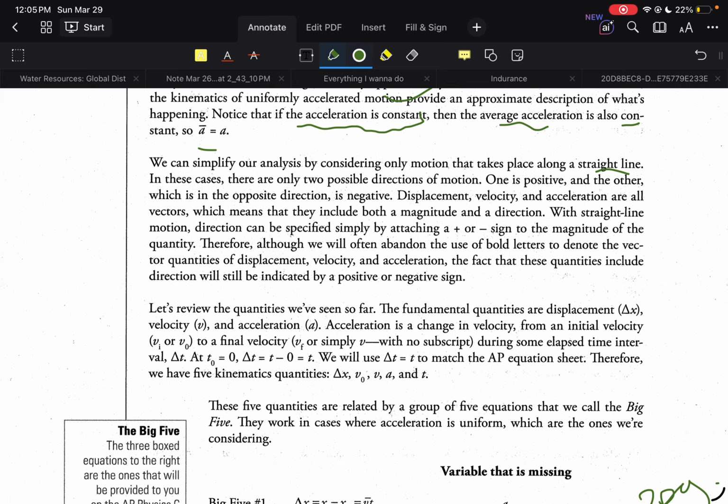Displacement, velocity, and acceleration are all vectors, which means they include both magnitude and direction. With straight line motion, direction can be simply indicated by adding a plus or minus to the magnitude. Therefore, although we often abandon the use of bold letters to denote vector quantities of displacement and acceleration, the fact that these quantities include direction will still be indicated by a positive or negative sign. Okay, let's do this.